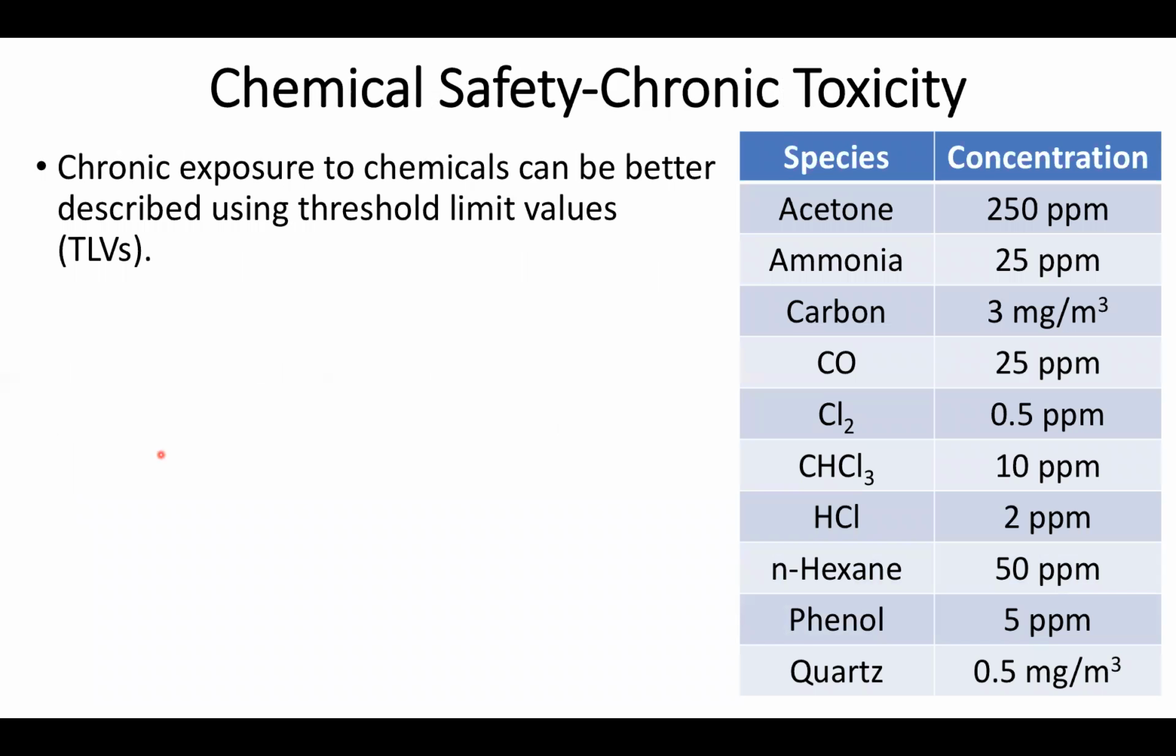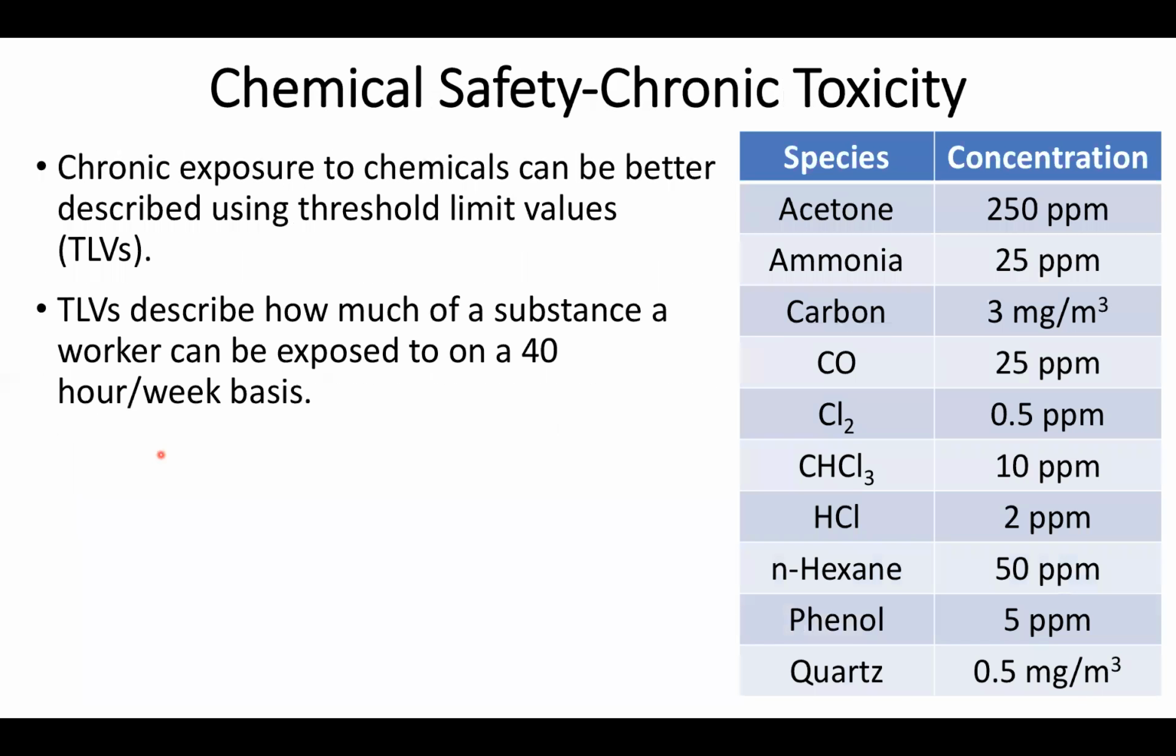So in order to look at these, we need to make use of what's called threshold limit values. This is going to be the amount of substance that a worker can be exposed to 40 hours a week, every week on an annual basis. So these are the ones that will get you in the long term.